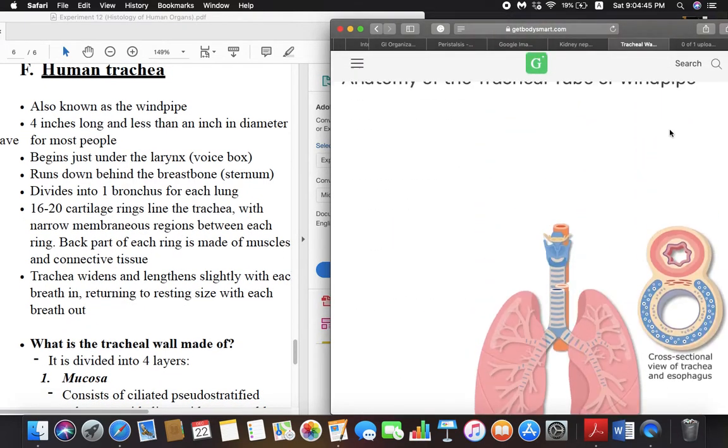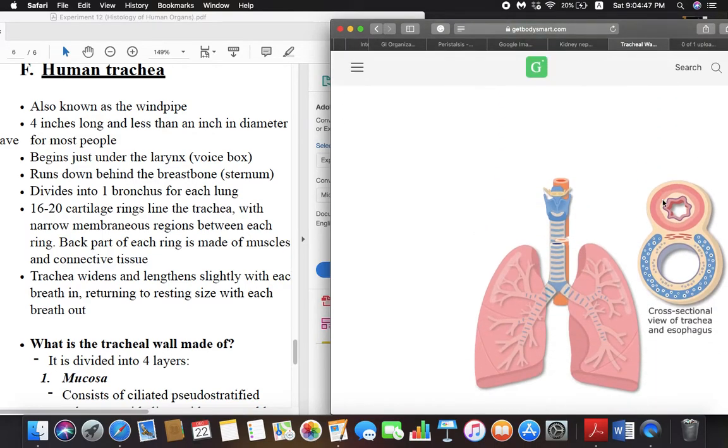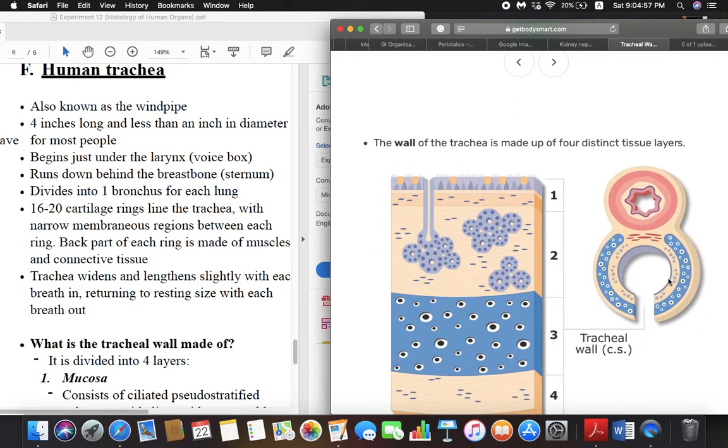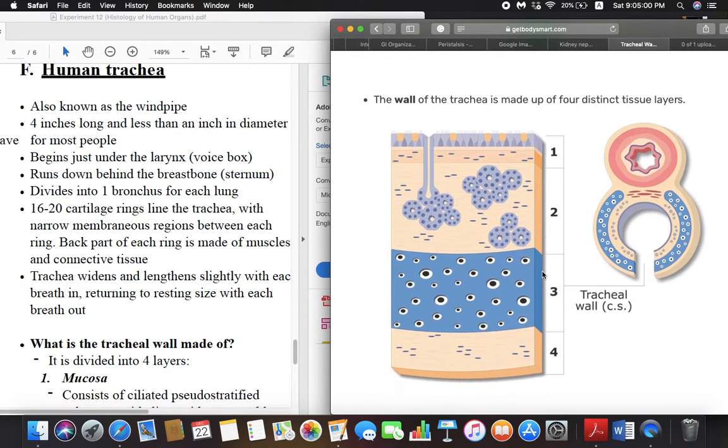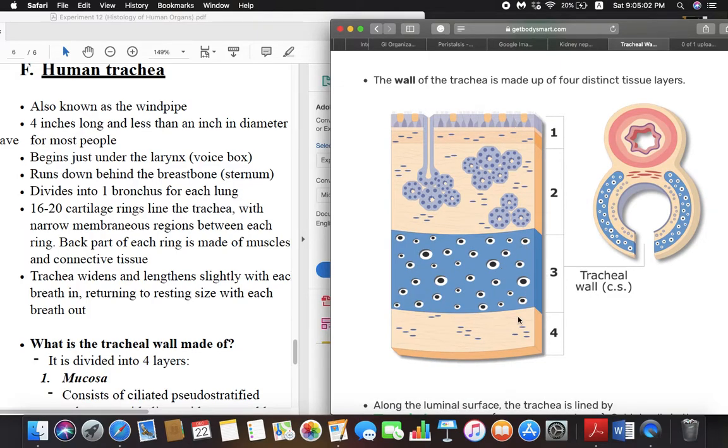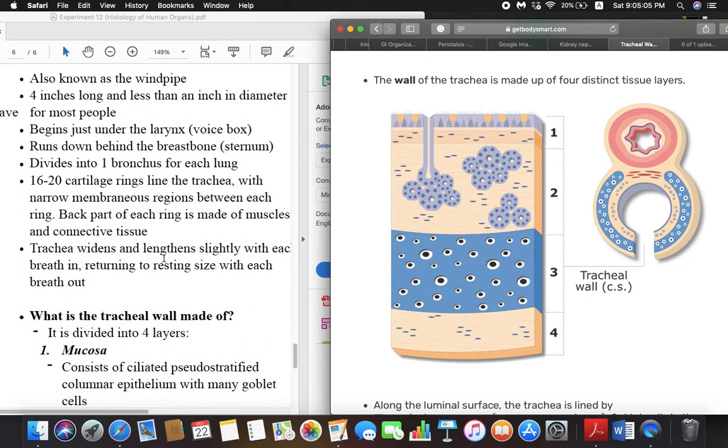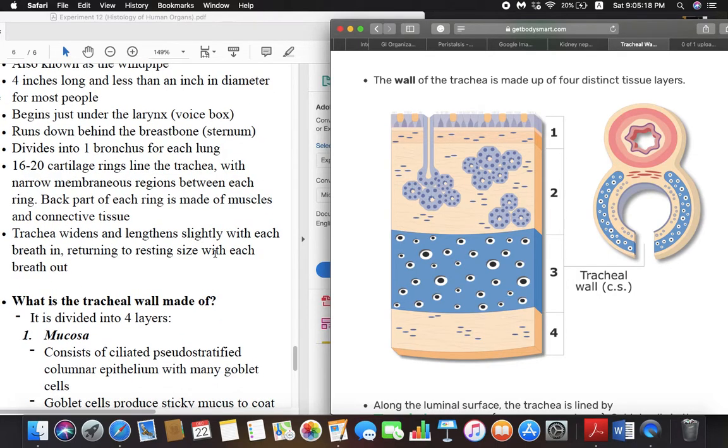First of all, just to make it clear, this ring right here is the esophagus. So just to clarify, this is the esophagus, and this is the trachea. This part is the trachea. So here we have the trachea, and we can see that there are 4 walls of the trachea. Before we move on to the walls, the back part of each ring is made up of muscles and connective tissue. And we need to know that the trachea widens and lengthens slightly with each breath in, and returns to normal or resting size with each breath out.